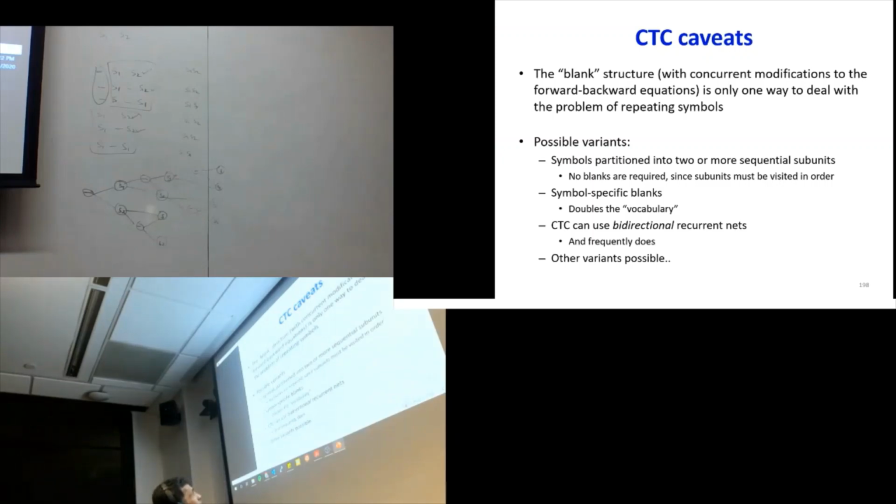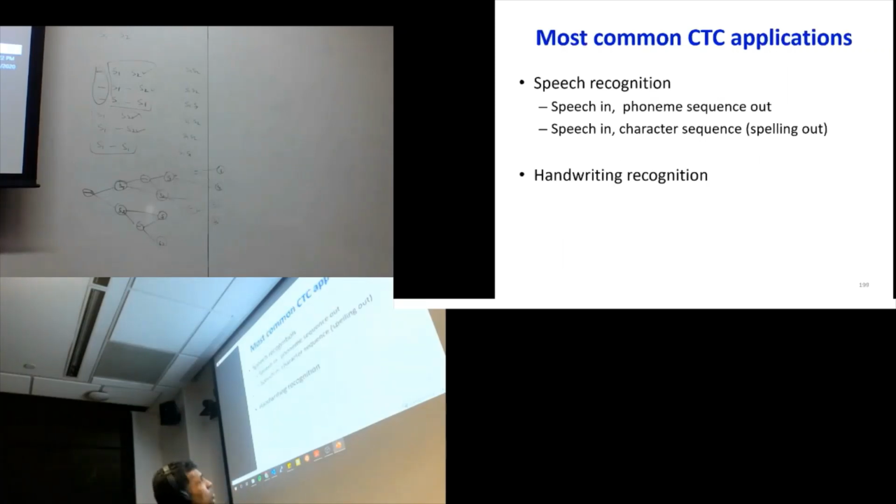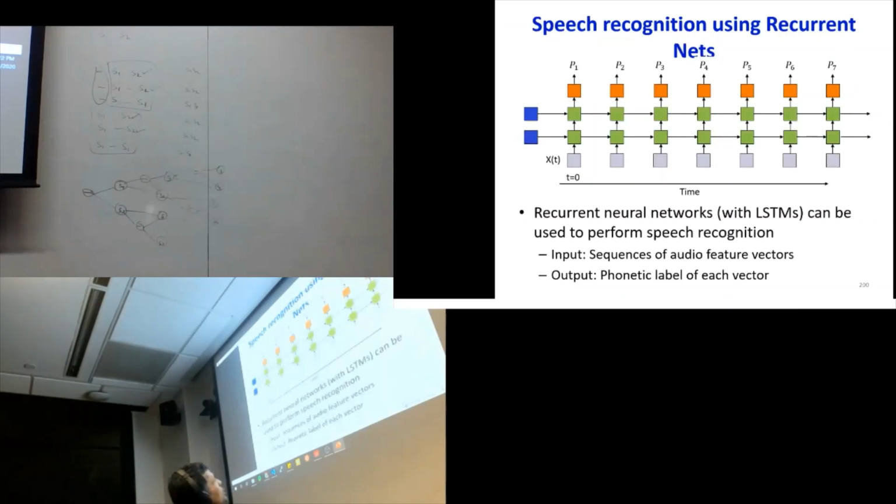The decoder itself, or the model itself, can use bidirectional recurrent networks to compute the probabilities. There are various other variants possible. The most common models actually use bidirectional networks to compute the probabilities. CTC applications are used in various problems like speech recognition, speech goes in, phoneme sequence comes out, or you can even make it produce spelling, character sequences could come out, handwriting recognition, many other such setups.